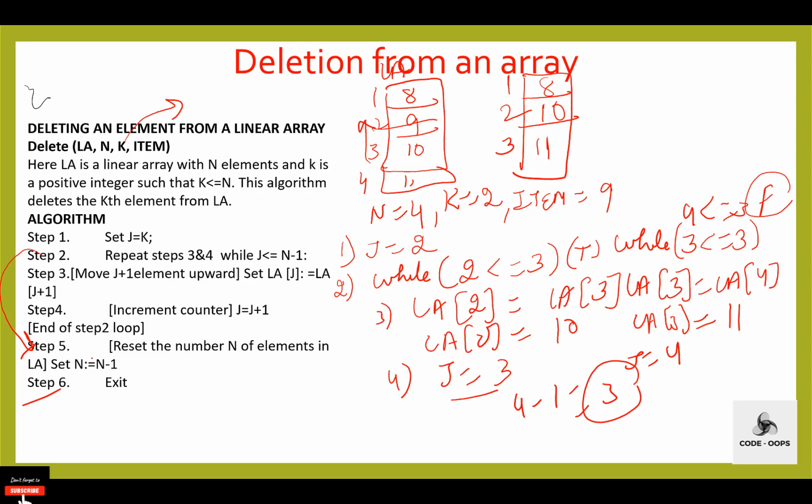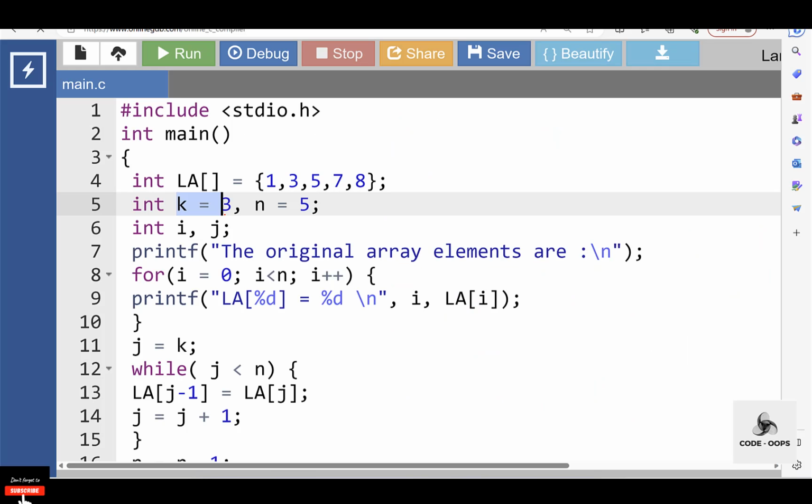Let's see the code to delete an element from an array. First of all, inside the main function, declare as well as initialize the linear array. Val is the name of the array, and 1, 3, 5, 7, 8 are the elements of the linear array. And k is the position from which the element has to be deleted, and n is the total number of elements. I and j are loop counter variables.